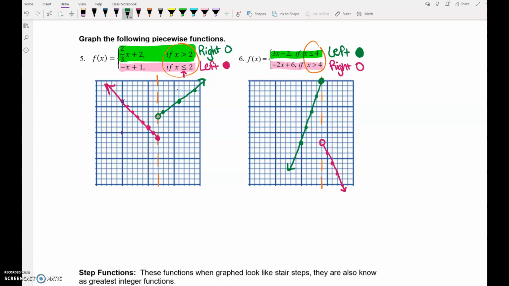Do you remember the vertical line test? We talked about the vertical line test. The vertical lines can only touch one point at a time. If you put a vertical line straight down this orange line, we're only touching one of the functions. So this thing is still a function. That's why we've got a closed dot and an open dot, so that it preserves that vertical line test and makes it still a function.